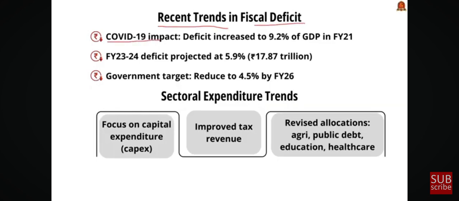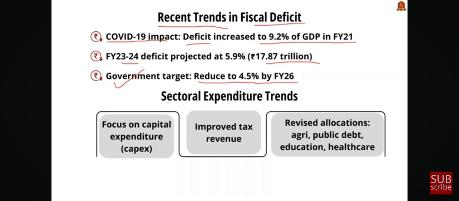Due to the COVID-19 impact, the deficit increased to 9.2% of GDP in the financial year 21. For the financial year 2023-24, the deficit is projected at 5.9%, which is roughly 17.87 trillion Indian rupees. But the government target is to reduce it to 4.5% by the financial year 26.